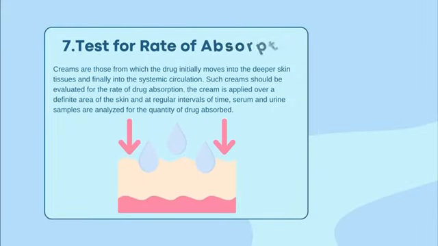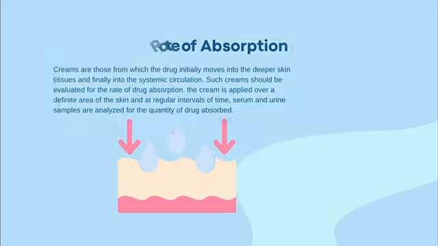7. Test for rate of absorption. Creams are those from which the drug initially moves into the deeper skin tissues and finally into the systemic circulation. Such creams should be evaluated for the rate of drug absorption. The cream is applied over a definite area of the skin, and at regular intervals of time, serum and urine samples are analyzed for the quantity of drug absorbed.